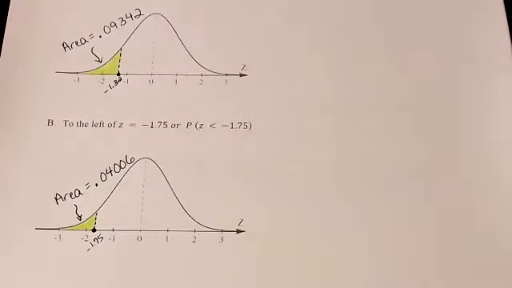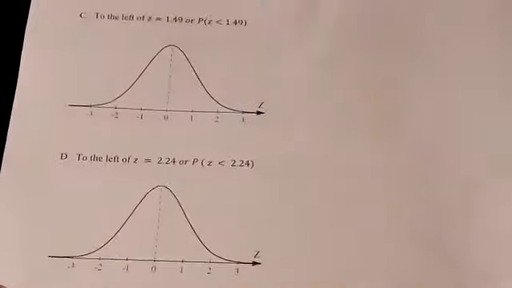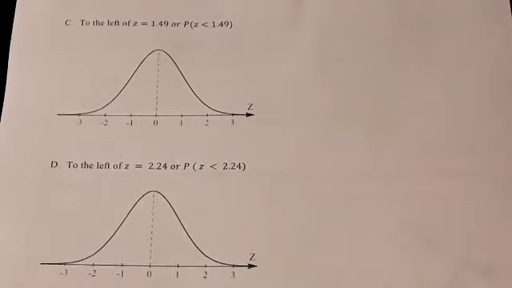Good. Turn the page when you are ready. On your own, please answer parts C and D. To the left of a z-score of 1.49 and to the left of a z-score of 2.24. Just take a couple minutes to do this.